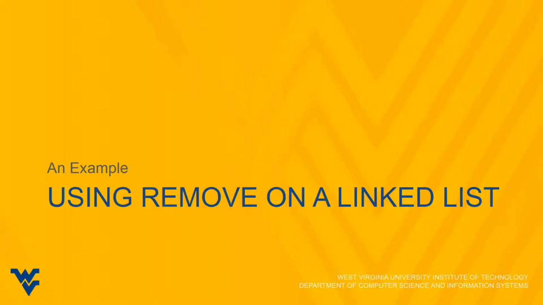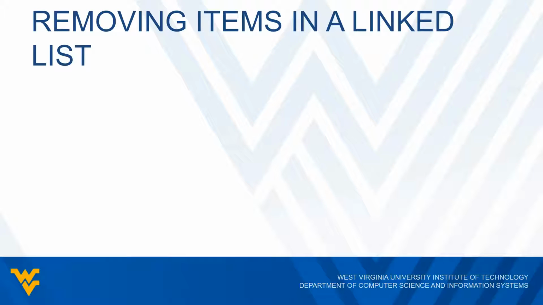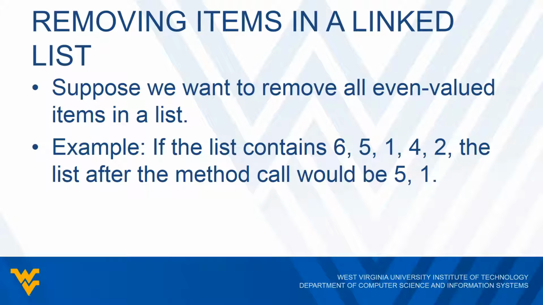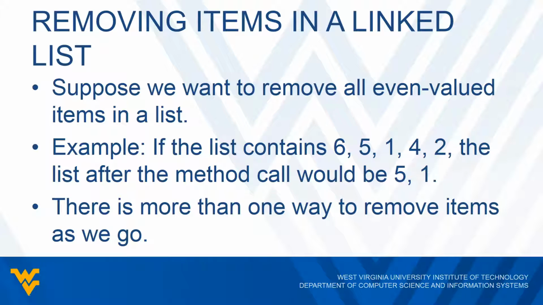We're now going to take a look at an example of where we would remove items from the linked list implementation of our list abstract data type. Let's say we want to remove all even valued items in a list. So for example, let's say our list is 6, 5, 1, 4, 2. The list after we do this method call would be 5 and then 1. What we're going to see is that there's actually more than one way to remove items from a list.